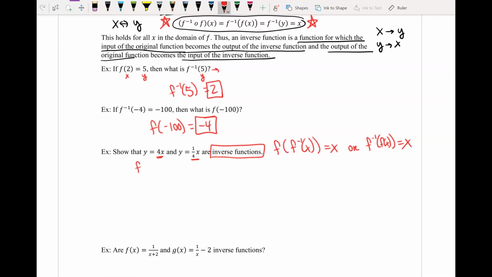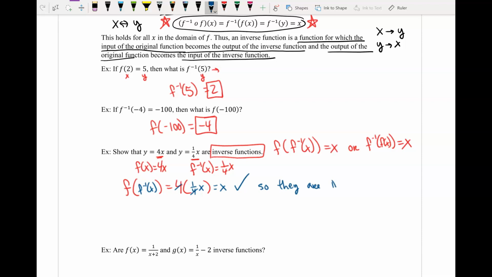Let's say I'm going to call this f of x equals 4x, and I'm going to call the other guy f inverse. I'm going to plug f inverse into f. So here our f is 4, and then in the x, I'm going to plug in the 1/4 x. You can see that the 4 and the 1/4 cancel out, so you just get x. Therefore they are inverses.